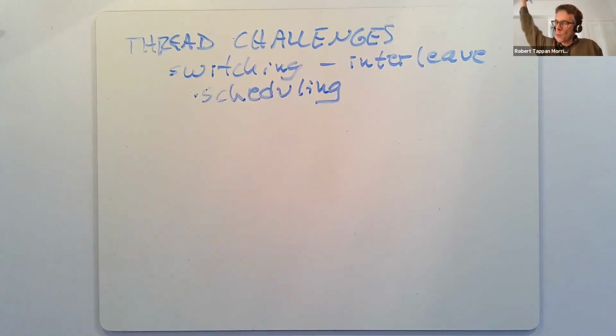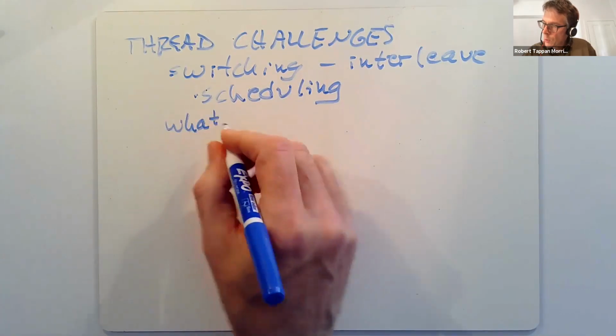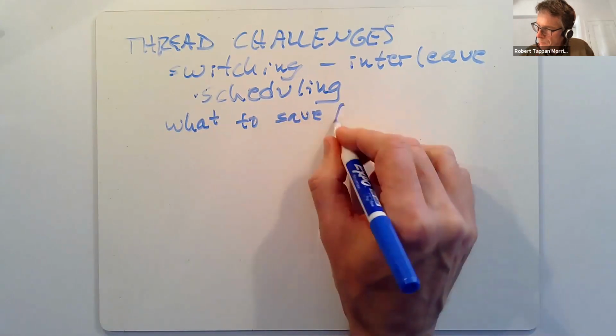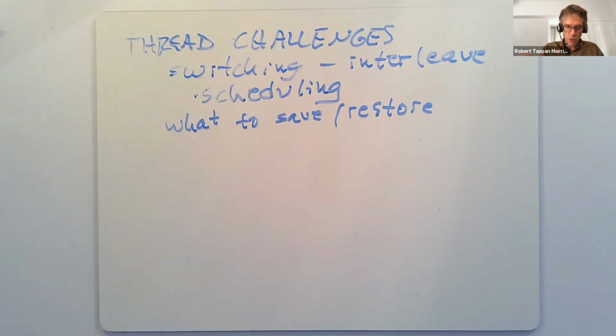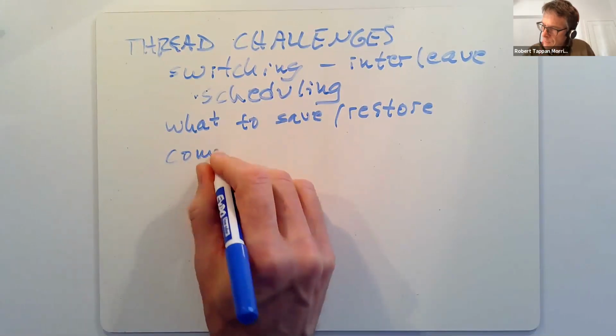Another question is, if you want to actually implement the switch from one thread to another, you need to save and restore. So we need to decide what needs to be saved, and where to save it. What needs to be saved when we leave off executing one thread, and restored when we want to resume executing that thread at some later time. And the final question is what to do about compute-bound threads.